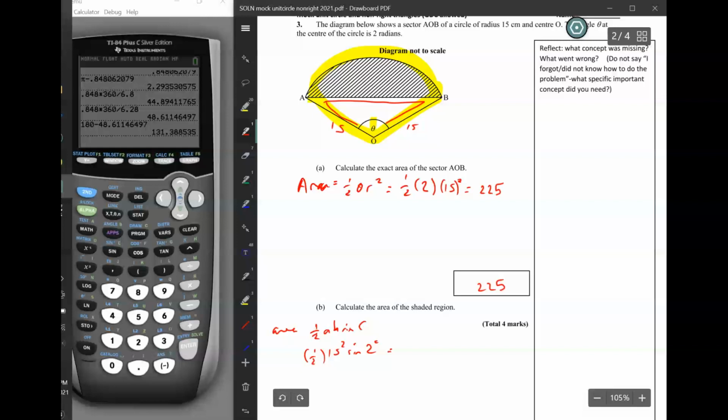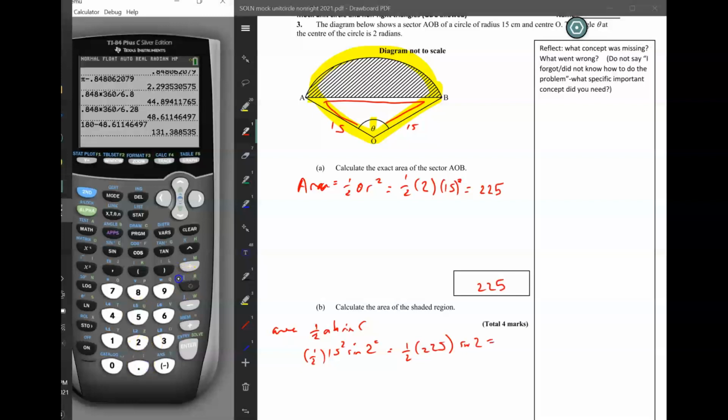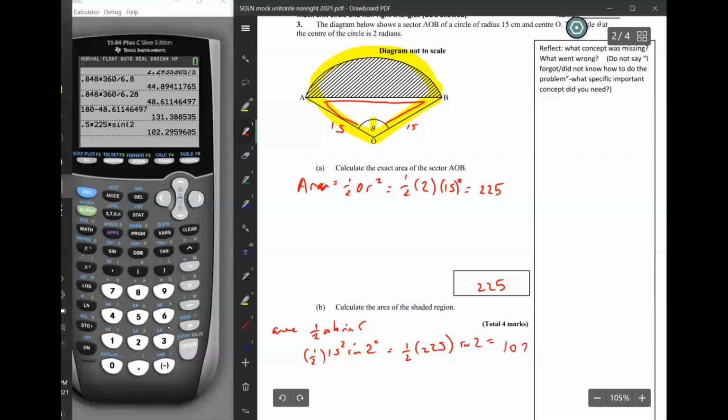So that would be equal to 1/2 times 225 times the sine of 2. Let's put that in the calculator. 0.5 times 225 times sine 2, which is equal to 102.3. Sorry, 102.3 centimeters squared. And that is the area of the red triangle.